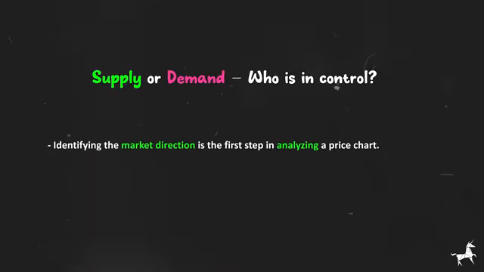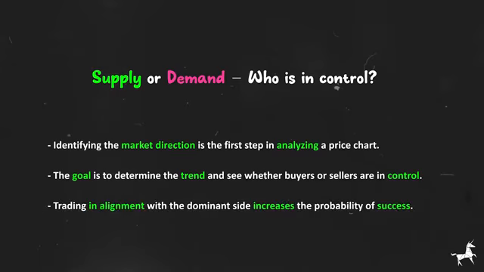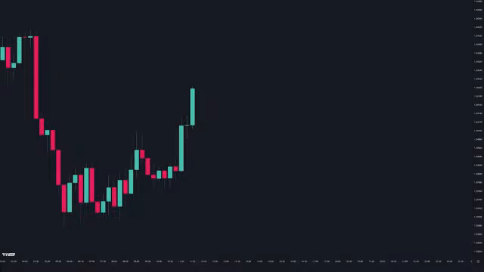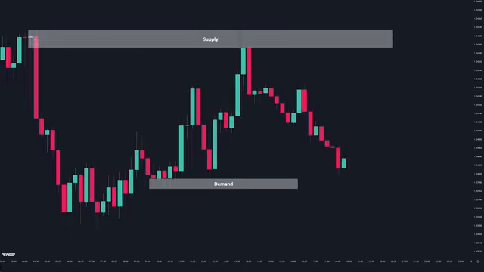Who is in control? Identifying the market direction is the first step in analyzing a price chart. The goal is to determine the trend and see whether buyers or sellers are in control. Trading in alignment with the dominant side increases the probability of success. How does the system work? The system operates on mitigations. When price mitigates a demand level, demand takes control over supply. Conversely, when price mitigates a supply zone, supply takes control over demand. I know it sounds so basic, but it all will make sense in a minute.